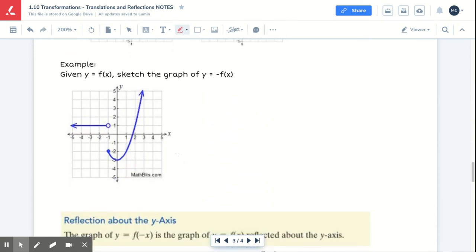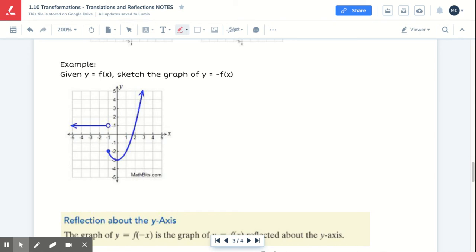Now we can do the same thing with this graph here. This one is a little bit more interesting than the one that we had up there, the square root function. So if you like, you can pause at this point and see if you can do this one. See if you can reflect everything from this graph over the x-axis, and then come back and see how you did.